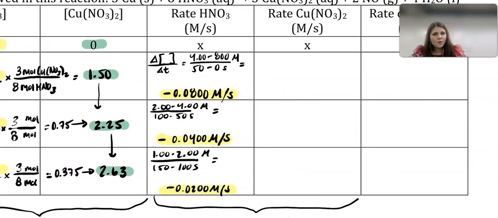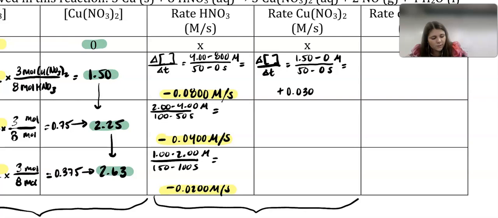All right, going to the copper 2 nitrate, we're going to do the same thing here, the change in concentration per that change in time. Here, this will be 150 minus 0, and then 50 minus 0 seconds. Here I get positive 0.0300 molarity per second. And I'm going to continue the rest of the other boxes.